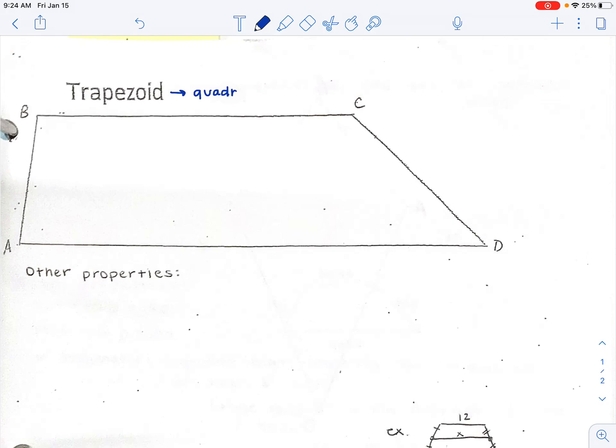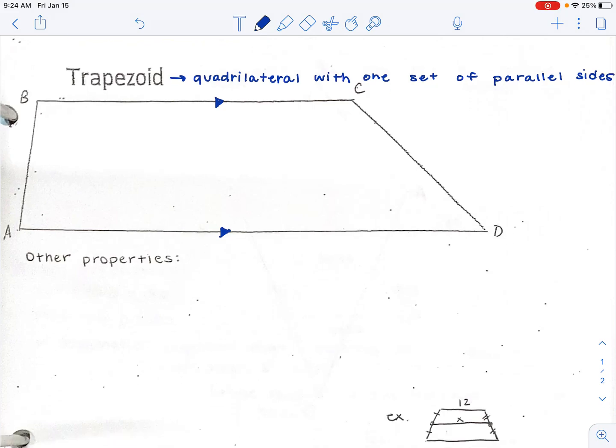A trapezoid is a quadrilateral with one set of parallel sides. So you're looking at this picture here. With parallelograms, both pairs of opposite sides were parallel. Now this one, they're clearly not parallel. We know in this picture that BC is going to be parallel with AD. If we look at AB and CD, they are definitely not parallel. If we extend those, they're definitely going to run into each other at some point.